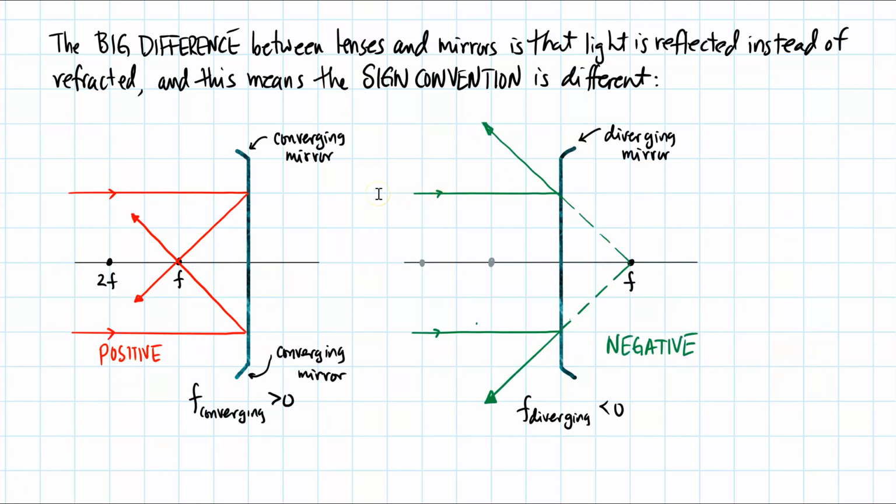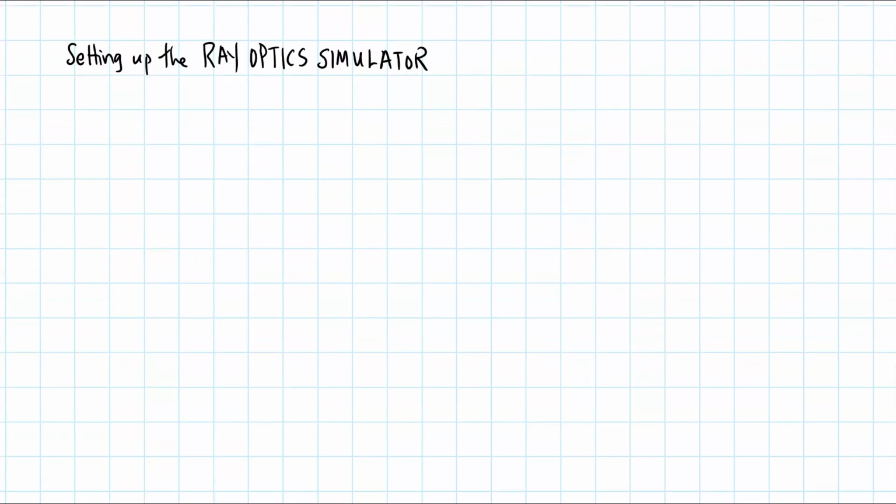If the rays start from the left and then hit a diverging mirror, when they reflect, they diverge away. But if you extend the rays backwards, these backward rays then cross behind the mirror, and this region is called the negative region. When drawing ray number 1, for converging mirrors we always focus on the focal point on the left side of the mirror. For diverging mirrors, ray number 1 has to go through the negative focal point. Now let's go set up the Ray Optics Simulator.